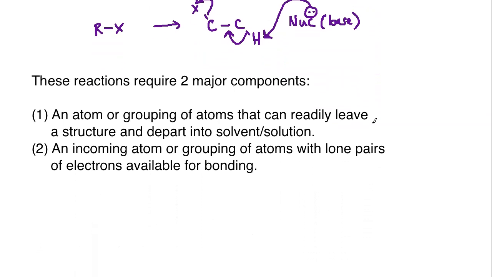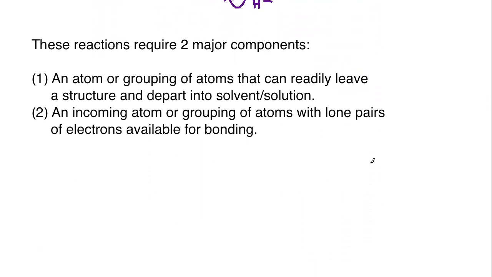Now, these reactions require 2 major components in case you haven't gathered that by this point. The first one is going to be an atom or grouping of atoms that we can have readily leave and depart into solution. So this is known as the leaving group. And that is essential. We have to have a leaving group in order to get these reactions to move forward. And then the second thing that we have to have is an incoming atom or grouping of atoms with a lone pair of electrons that will be available for bonding. So that is the nucleophile or base that we keep talking about.